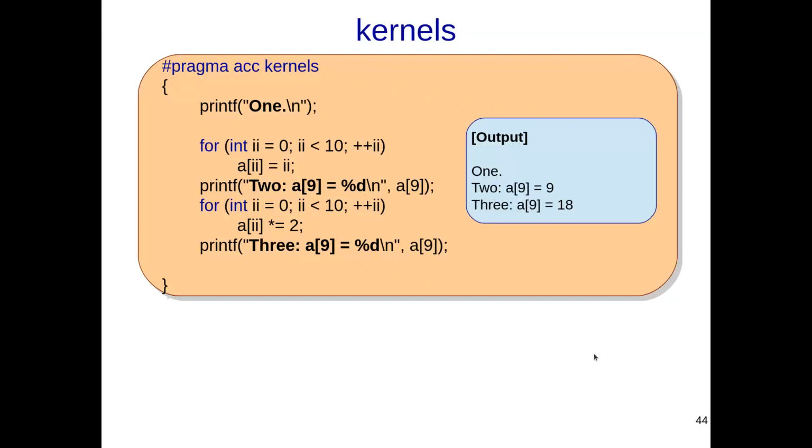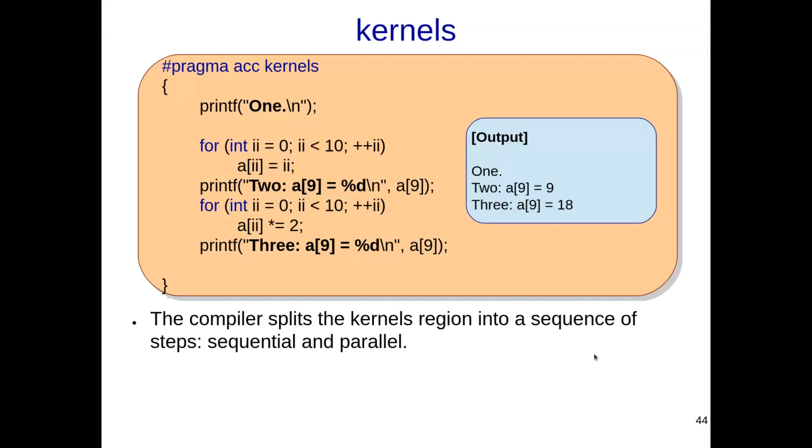So this is the output. Big deal. I mean, what did you do extra to get this output, you might ask, but let's understand what is happening. The compiler in this case is going to split the kernels region, that is the complete block of opening and closing brace, into a sequence of steps. Some of them are sequential, some of them are parallel, and that is what we also expect. It's not that every thread is going to execute all of this, print then for loop then print and then for loop and then print. All of that is not going to happen.